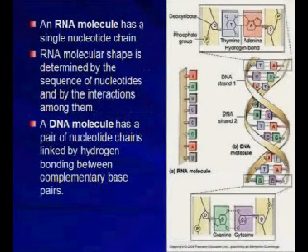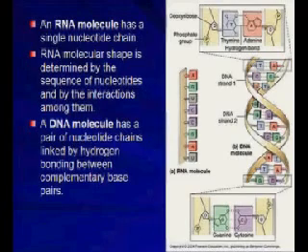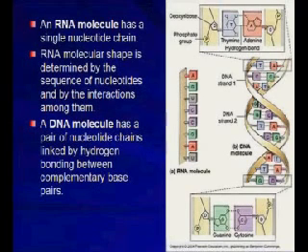Again, this illustration is from your textbook, demonstrating an RNA molecule which has a single nucleotide chain. RNA molecule shape is determined by the sequence of nucleotides and their interactions among them. A DNA molecule has a pair of nucleotide chains linked by hydrogen bonding between complementary base pairs.